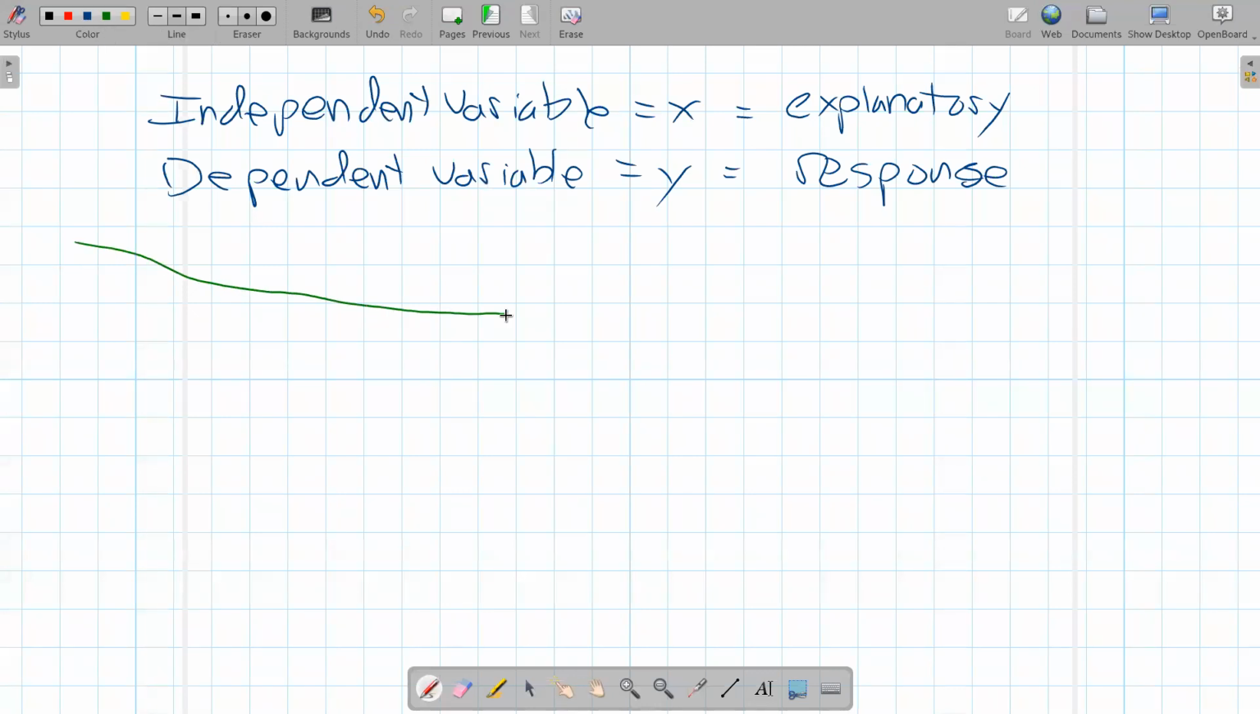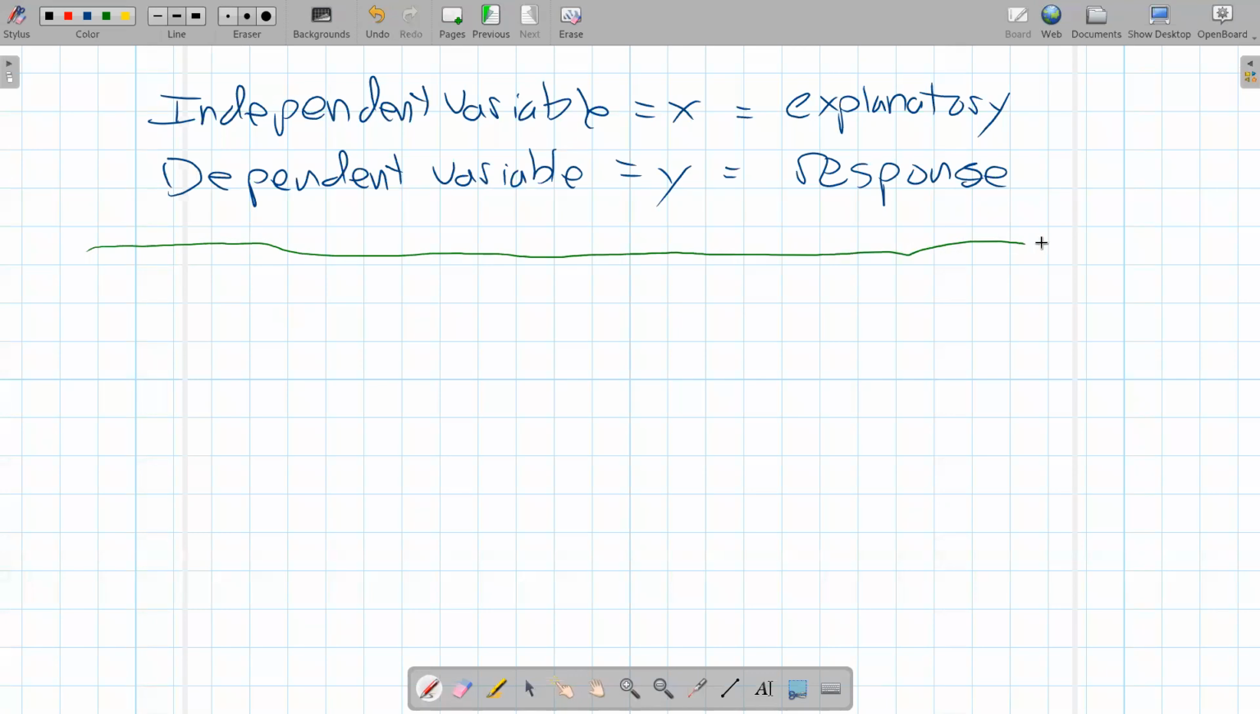Oops, that was supposed to be a straight line. Let's try that again. Wish me luck. Oh, a little better. So ideas about association. Association can be positive. And a positive association means an uphill graph.